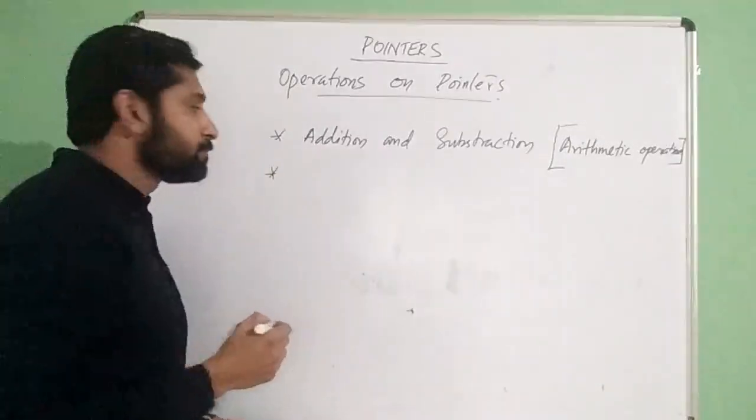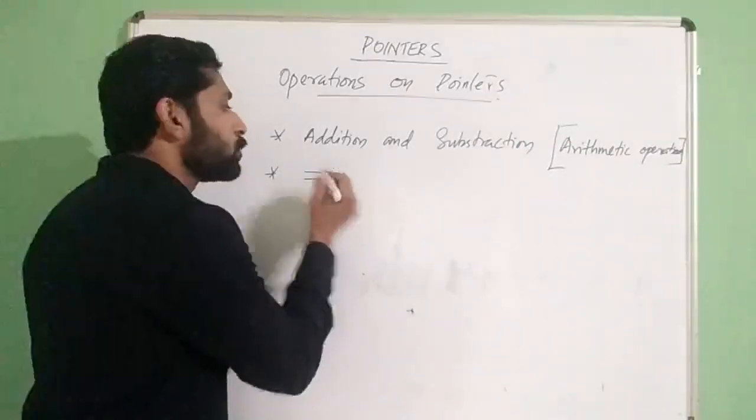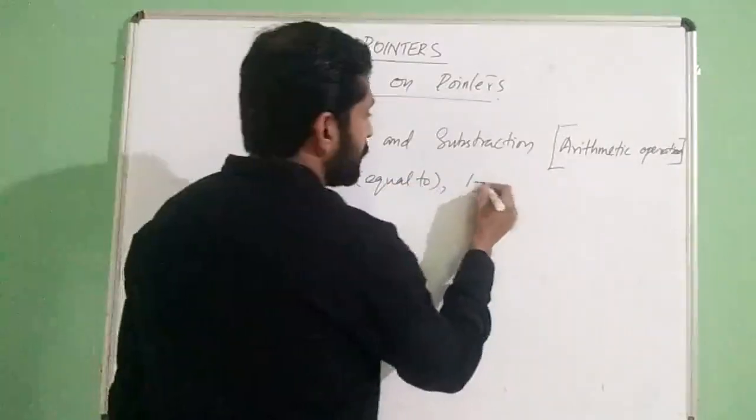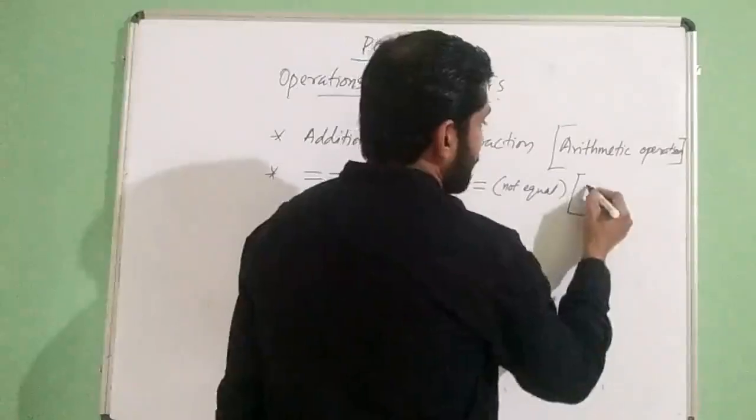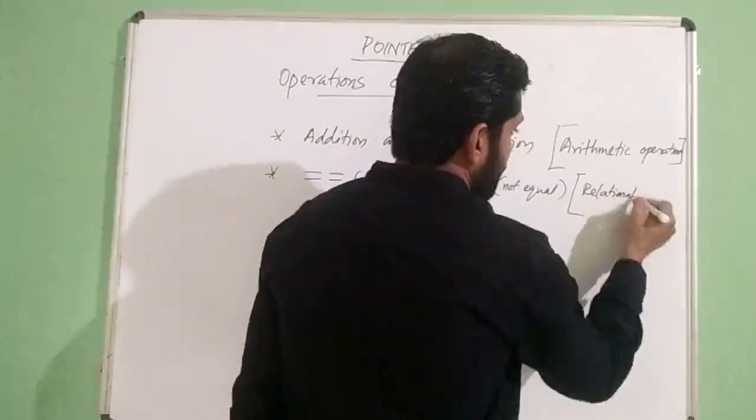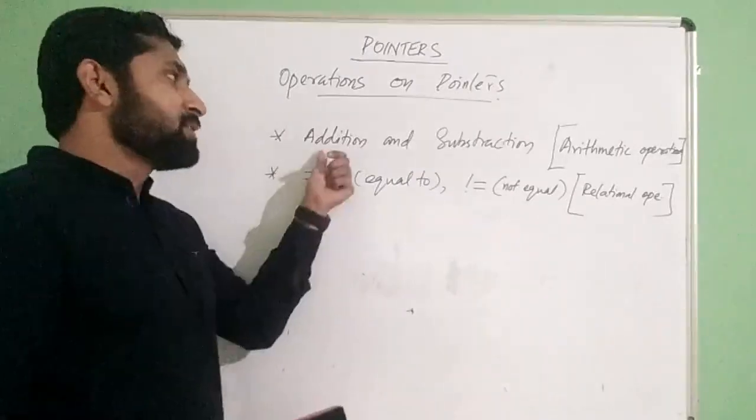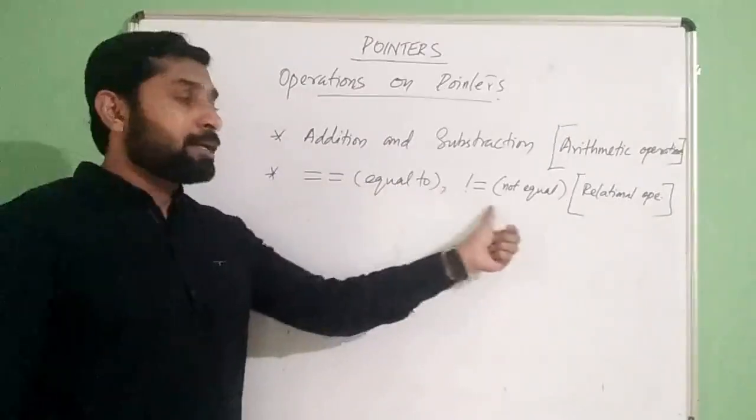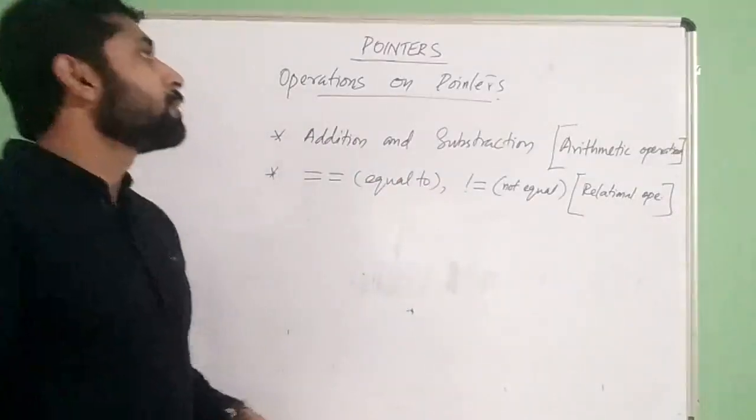Then we can perform relational operations like equal to and not equal to. These are the relational operations. So the operations that can be performed on pointers are addition and subtraction, equal to and not equal to. These are the operations that can be performed on pointers.